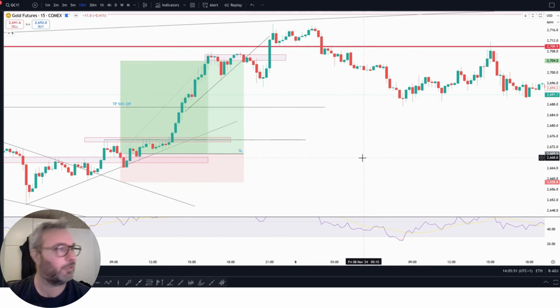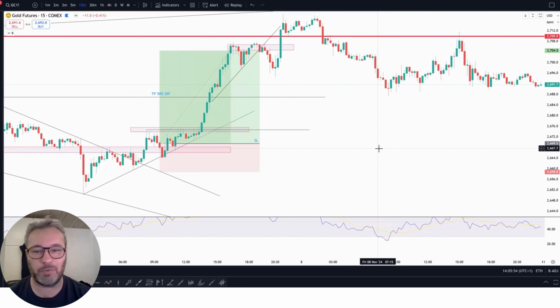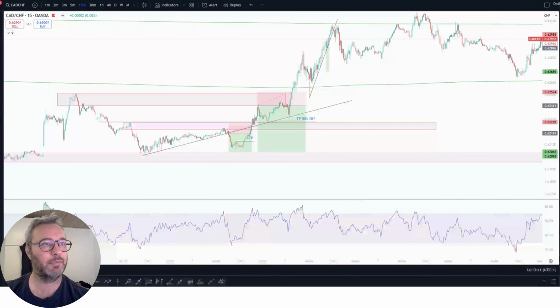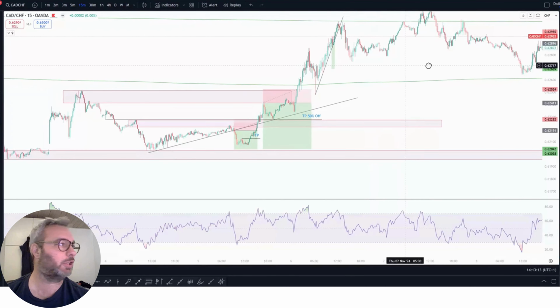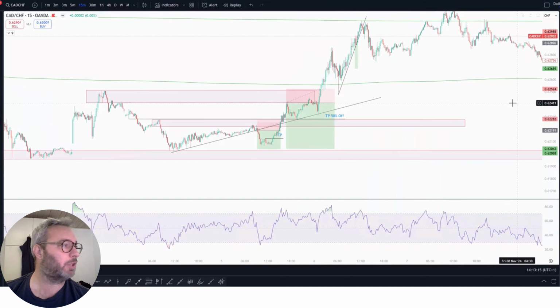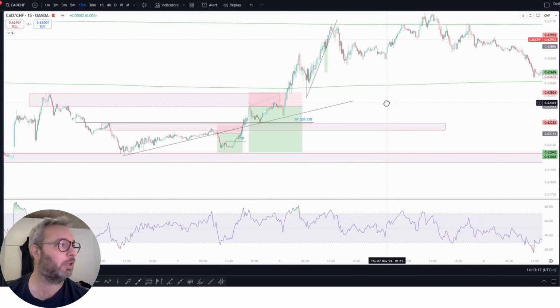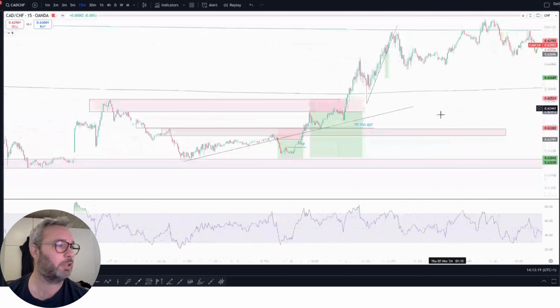But still a fairly good trade. Yeah, that was all my futures trades for the week, and now we'll go on to my forex trades. So on my forex chart, I will start with CAD/CHF, where I had three trades.